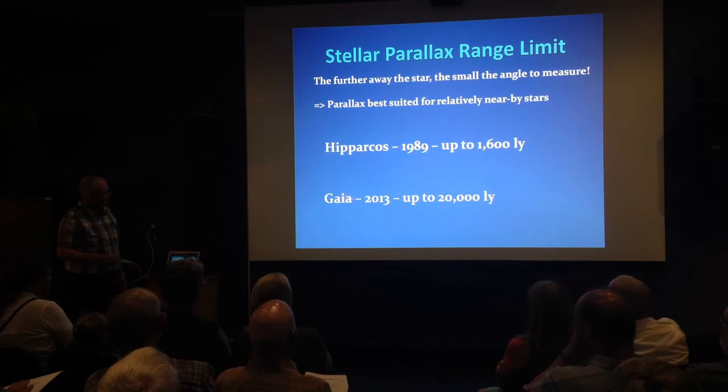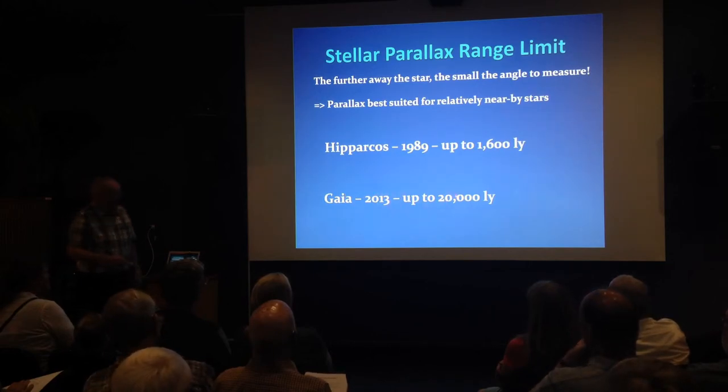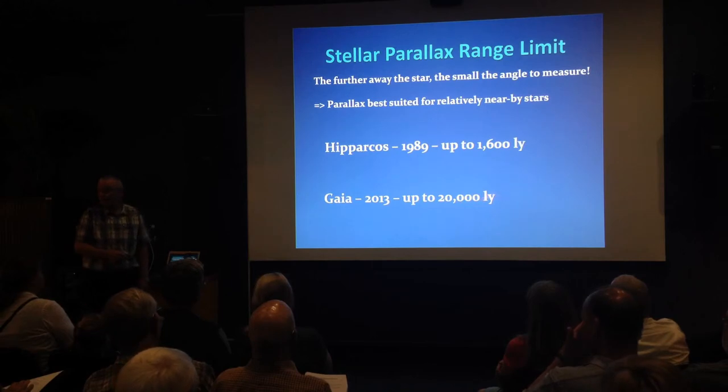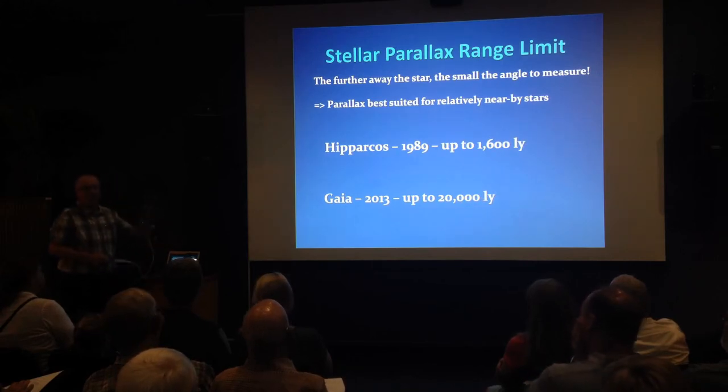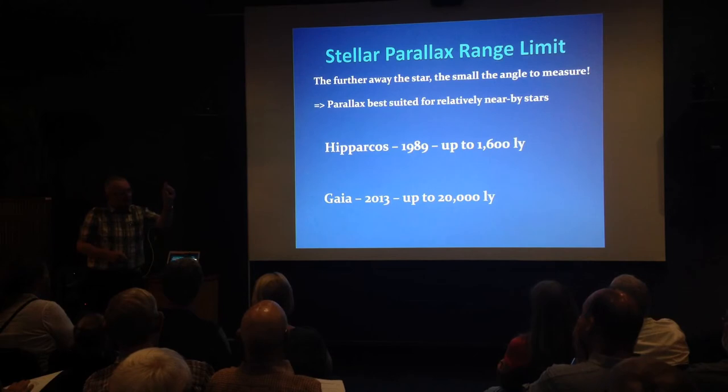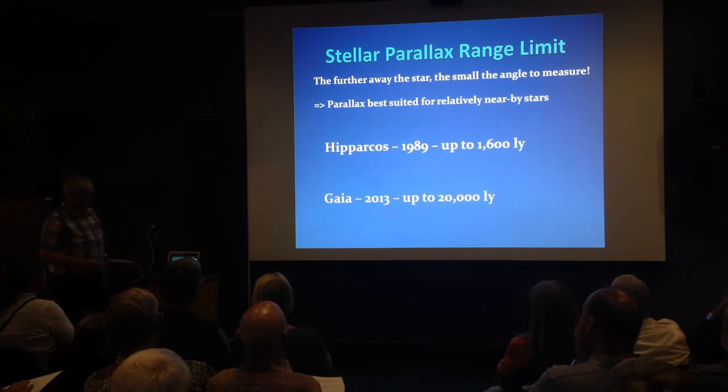The Gaia satellite that was launched in 2013 can accurately use the parallax method to get up to about 20,000 light years. Why? It's got more refined instruments. It can measure discretely more tiny little angles better than a previous satellite, and much better than yesteryear's instruments, and far better than our eyes. So it gets more and more advanced.